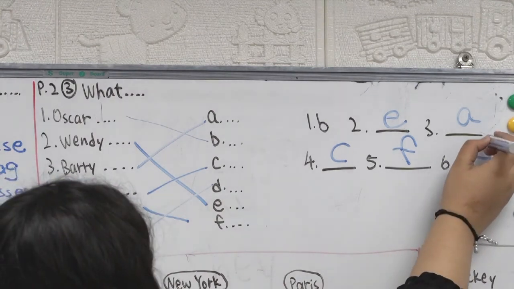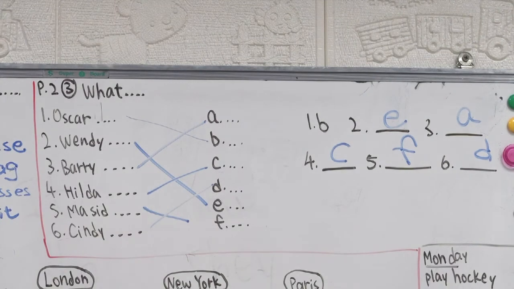So please check your answers. Make sure you have written the correct letters on the line and you have drawn it. Yeah, you have matched it. Okay, now let's have a look at part 4.